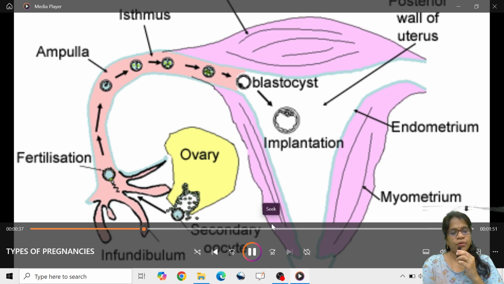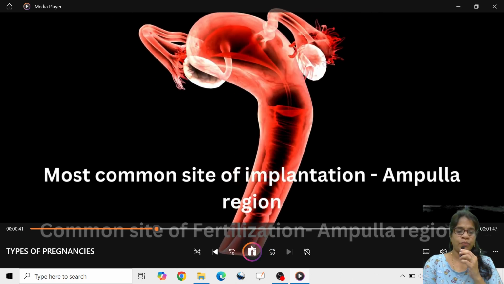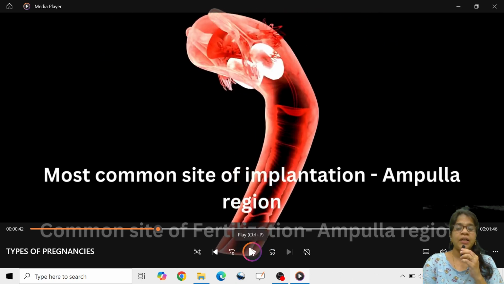Now let's see the percentages of pregnancies. I told you the most common site for implantation during ectopic pregnancy is the ampulla region. The common site for fertilization is the same area. In the ampulla region you have the fertilization, right? The sperm and egg fuse in the ampulla region of your fallopian tube.